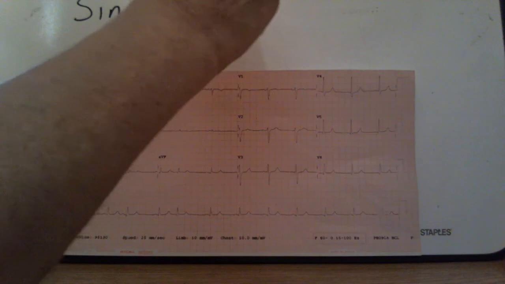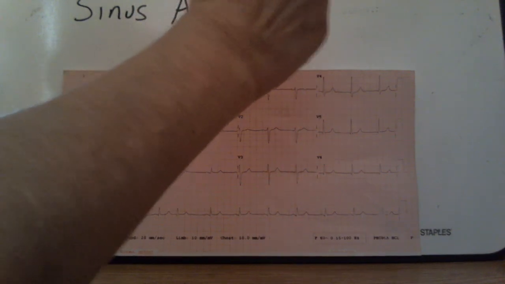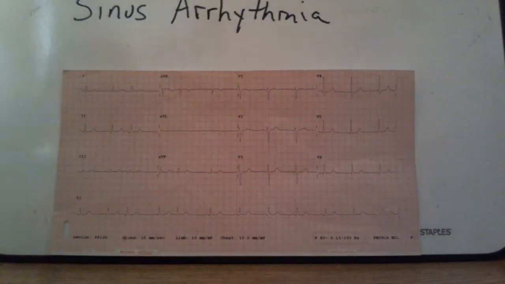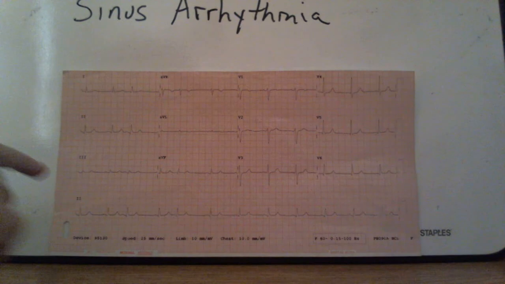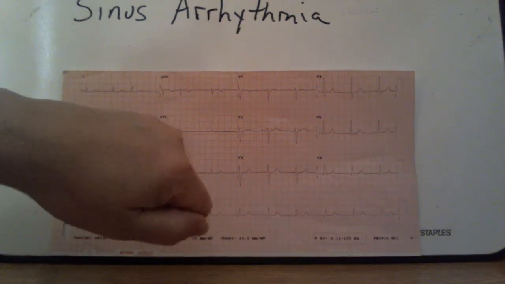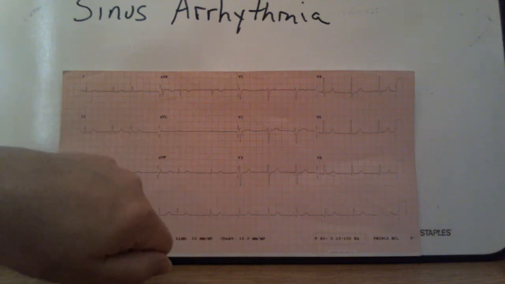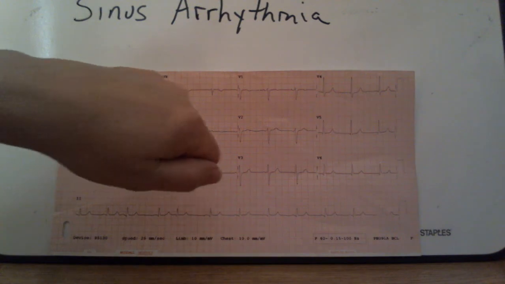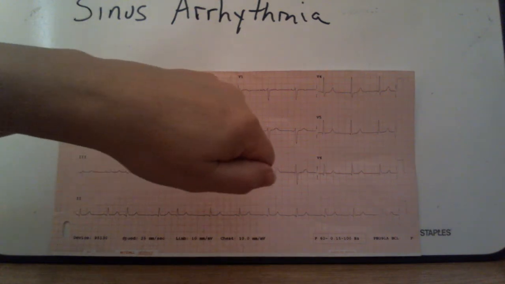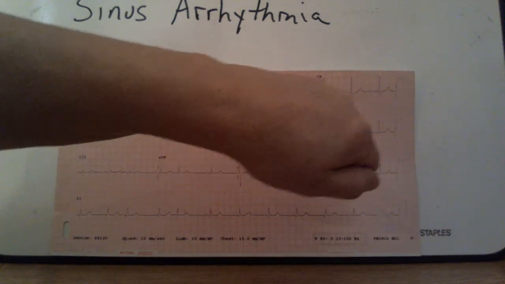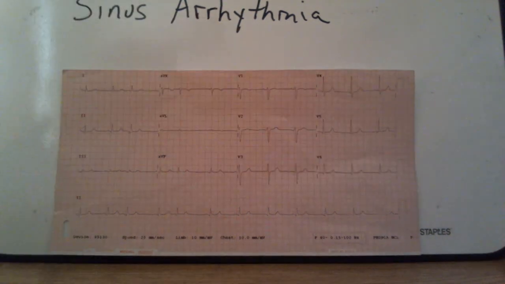So the rhythm we're going to talk about now is called sinus arrhythmia. And what is a sinus arrhythmia? If you look at this rhythm strip, you'll see that the R to R is abnormal. It's not regular. You've got a QRS here, there's a long space, a short space, a long space, a short space, long. It's pretty even in here, then a long space. So you can see that just looking at it, it's irregular.